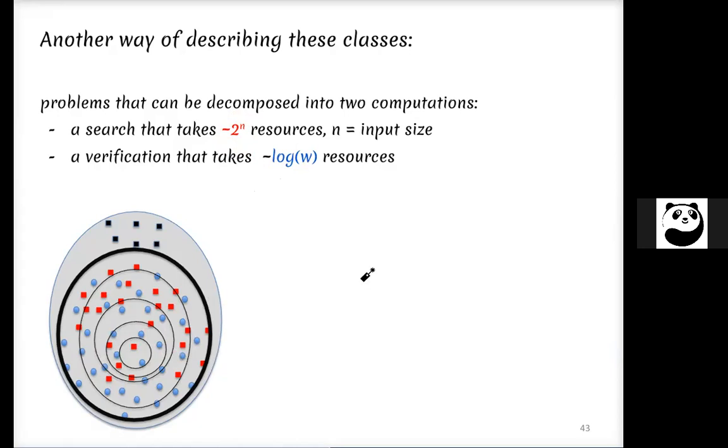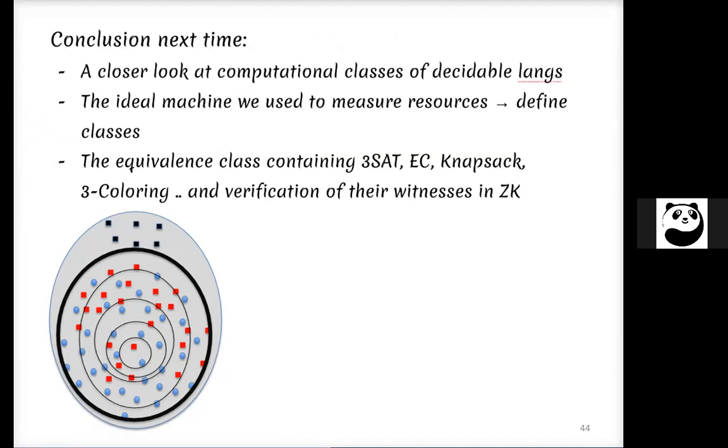And as we will see next time, defining these sets based simply on constants, polynomial, or exponential in the input size will be equivalent. We will derive an equivalent description of that class based on this decomposition. So we will try to take a closer look at all these classes next time.